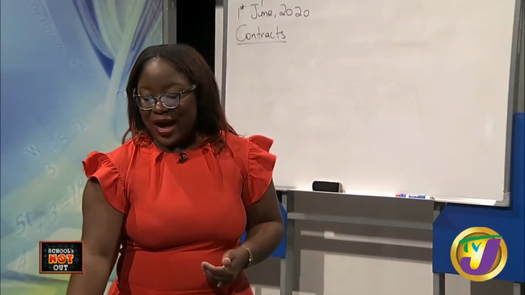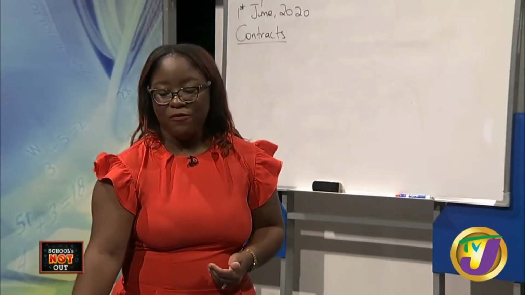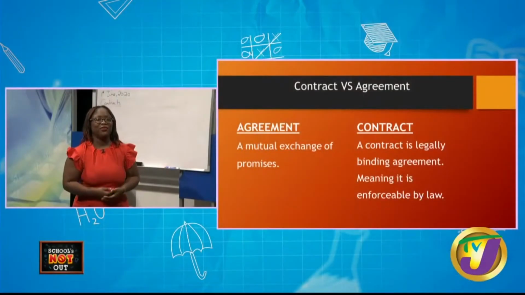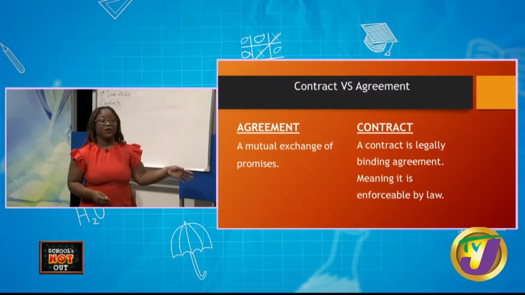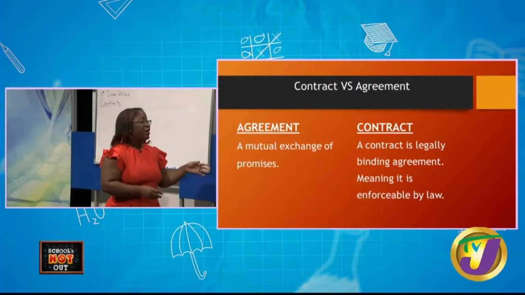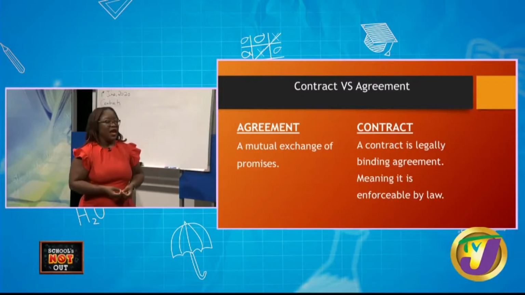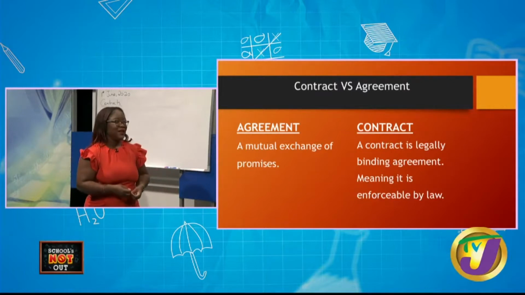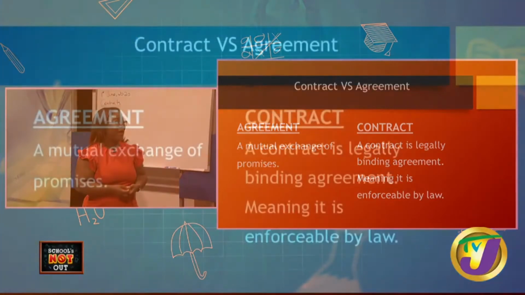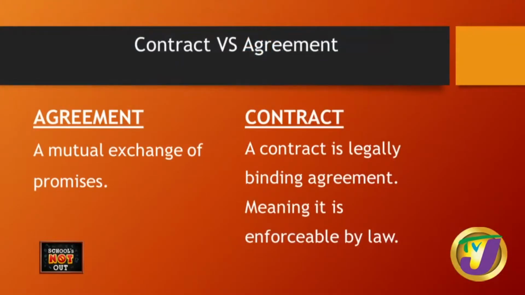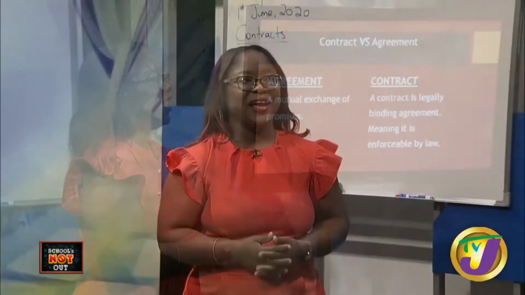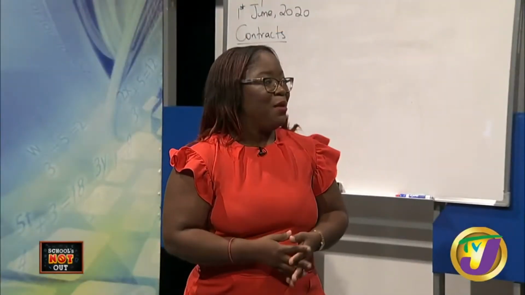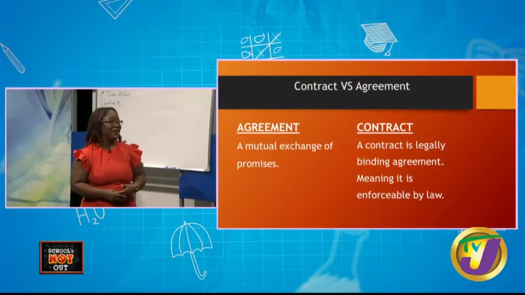So let us look at two terms that are often confused. In looking at contracts, it is very important that we do not confuse the concept of an agreement with the concept of a contract, because an agreement is just a mutually exchanged promise, while a contract is a promise that is legally binding. It has precedence in court if it reaches that far. So an agreement is something we have made a mutual decision on, but a contract is an agreement that is enforceable by law.